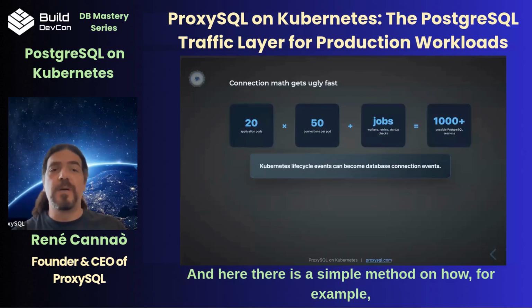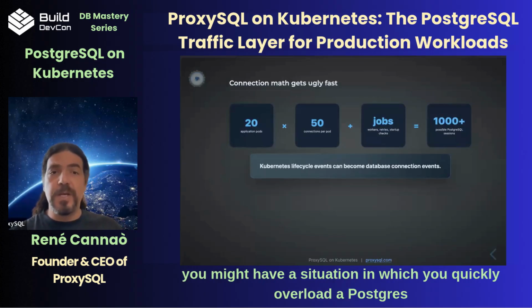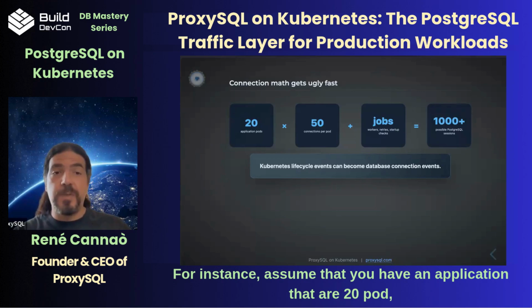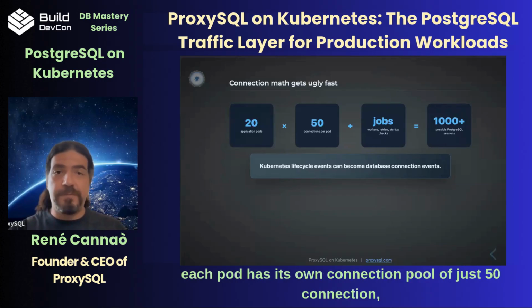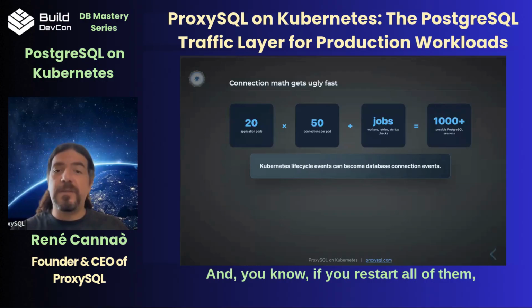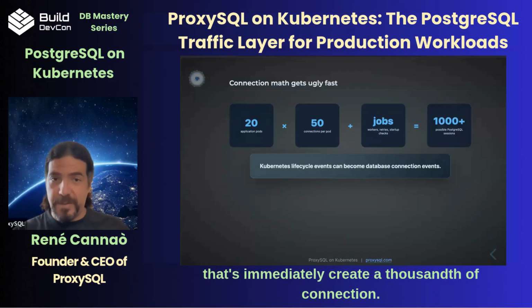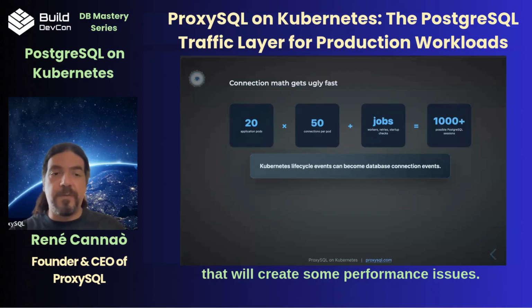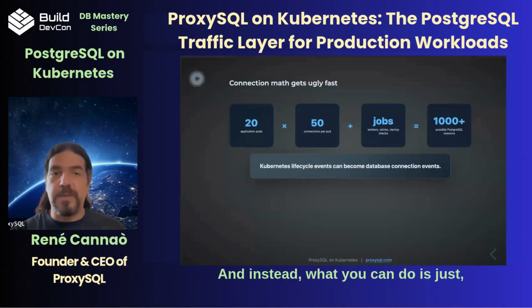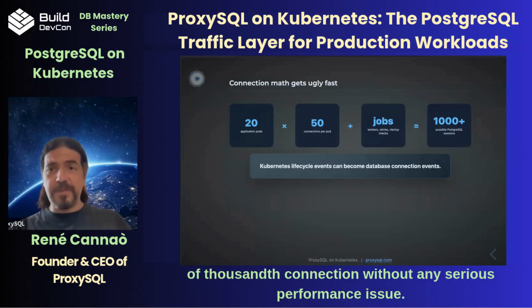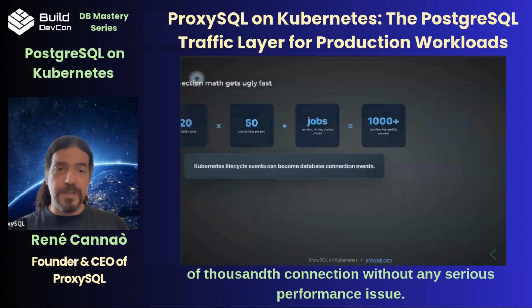Here is a simple example of how you might quickly overload a Postgres server if you are using direct connections. For instance, assume that you have an application with 20 pods. Each pod has its own connection pool of just 50 connections. That's a very limited number. And if you restart all of them, that immediately creates 1,000 connections. If those 1,000 connections are hitting Postgres directly, that will create some performance issues. Instead, what you can do is connect to ProxySQL, which is able to handle hundreds of thousands of connections without any serious performance issue.